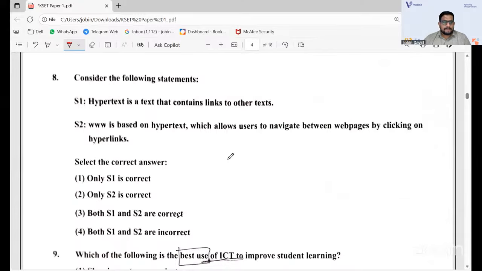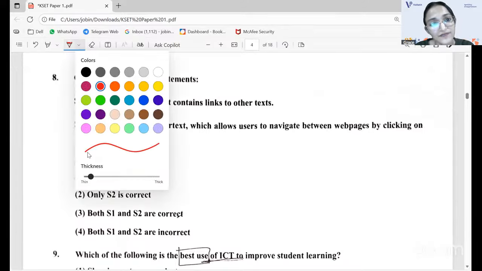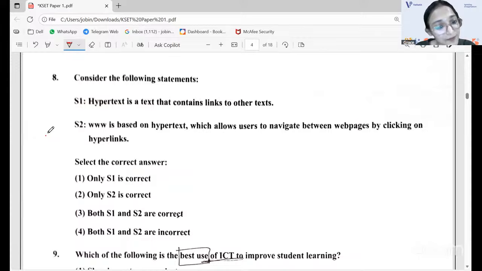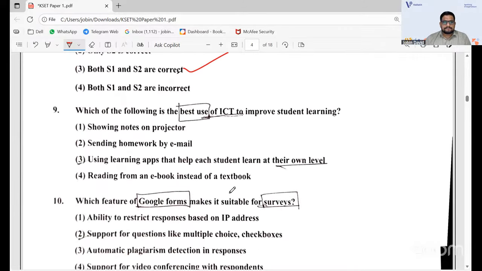Next one, consider the following statement. So this is a statement oriented question. You have two statements with you. Statement 1, hypertext is a text that contains link to other texts. It's true, right? We'll look into the next statement also. WWW is based on hypertext, which allows users to navigate between web pages by clicking on hyperlinks. That is also a right statement. So both statement 1 and statement 2 are correct according to this question. So you can choose the option 3. So moving to the next question.